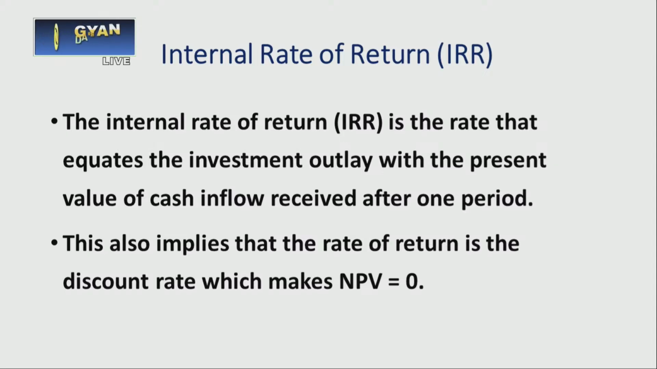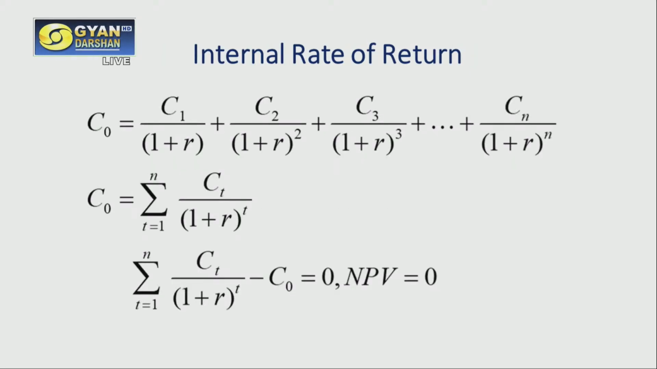So both outflow and inflow are converted into present value. We are comparing these two values, and the discounting rate that we have used for NPV, that discounting rate at which the present value of cash outflow and present value of cash inflow are equal, that missing rate is called internal rate of return. This definition also implies that the discounting rate which makes our NPV 0 is our internal rate of return.